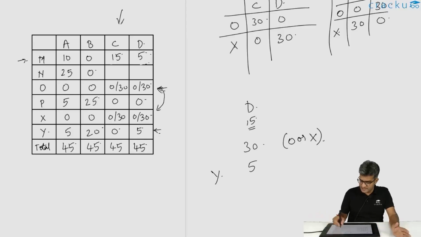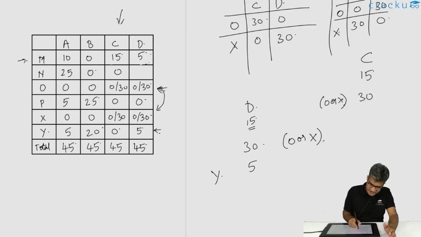Now if you are looking at C, C received 15 from M. He is going to receive 30 from either O or X. So he cannot receive any other star from any other blogger because the total he received is already 45. So this would be 0 and this would be the remaining 5. So now if you think about it, the only thing we don't know is who did O give 30 and who did X give 30.